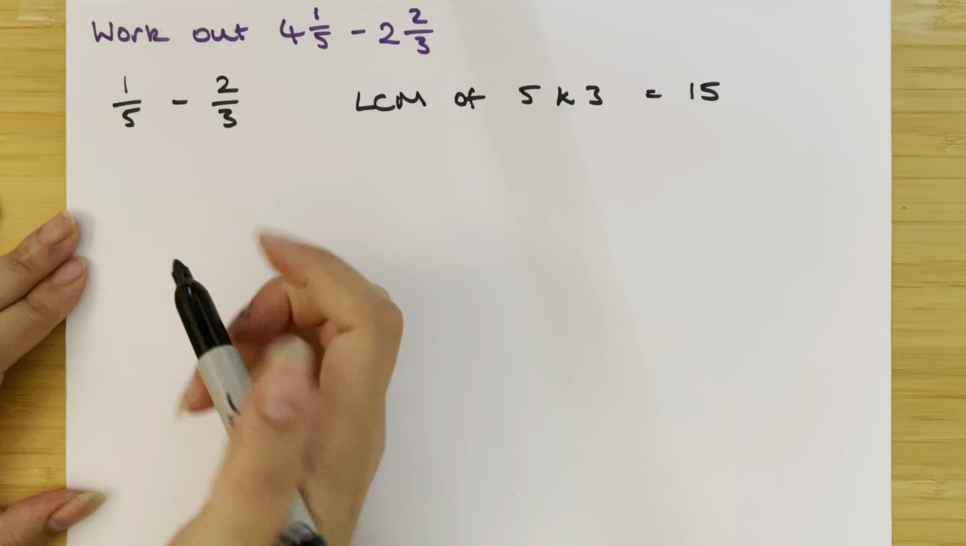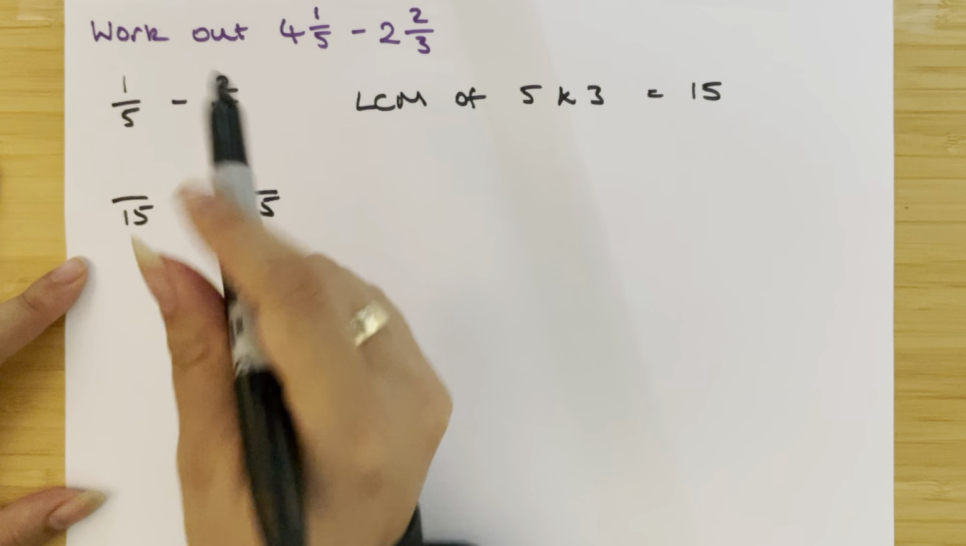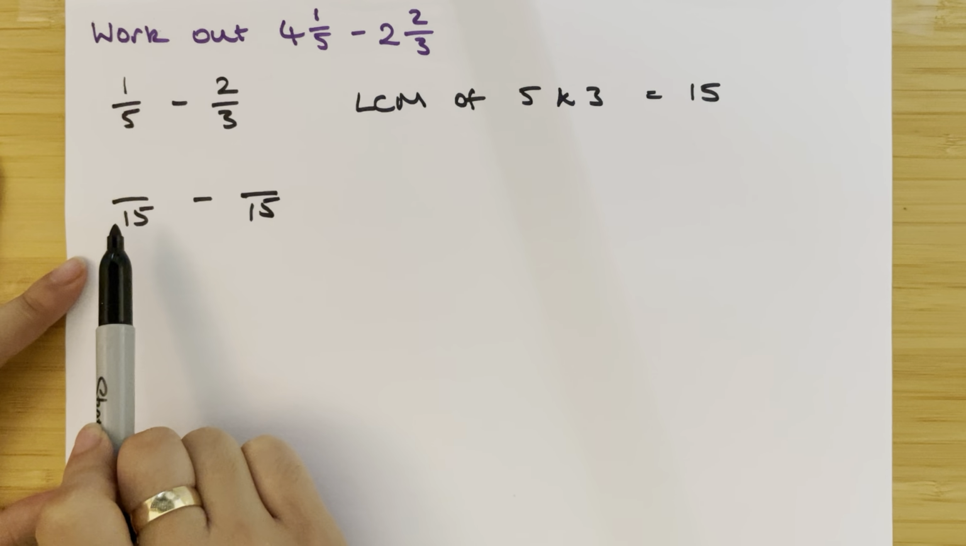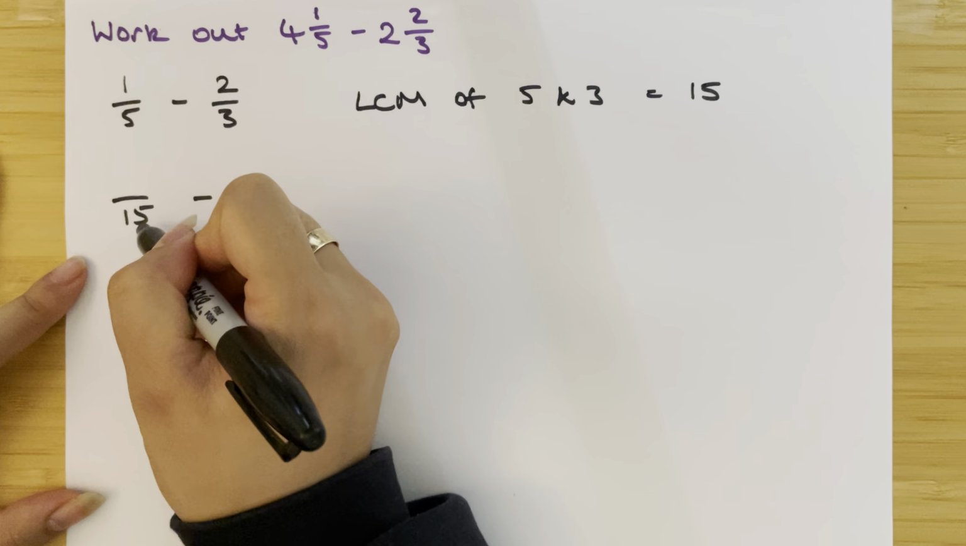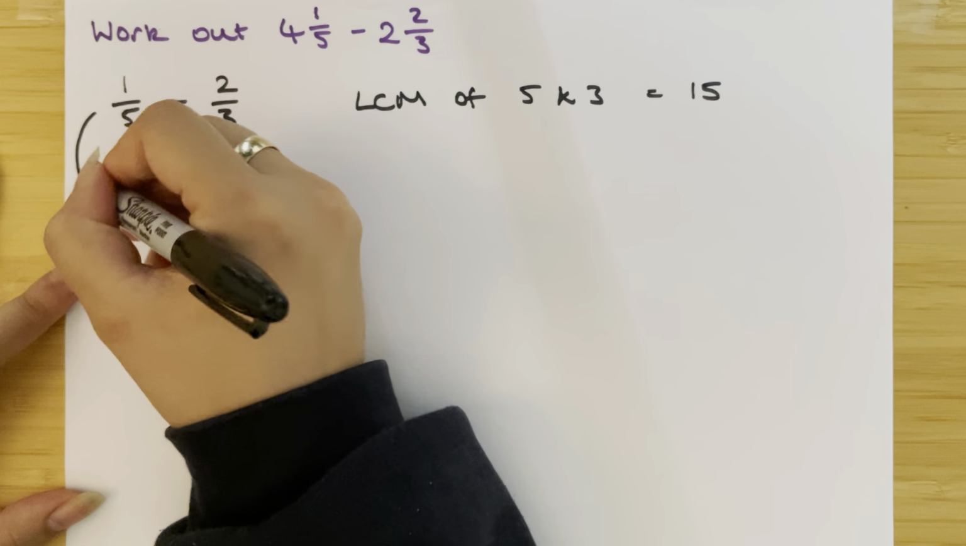So the first one needs to be something over 15, take away something over 15. And for this one, 1/5 became something over 15. To get from the bottom number to 15, 5 to 15, we've times by 3. And so we need to do the same to the top. 1 times by 3 is 3. For this fraction, to get from 3 to 15, we've times by 5. So 3 times by 5 is 15, 2 times by 5 is 10 on the top.